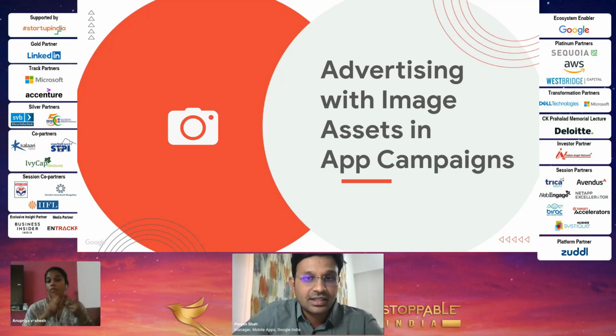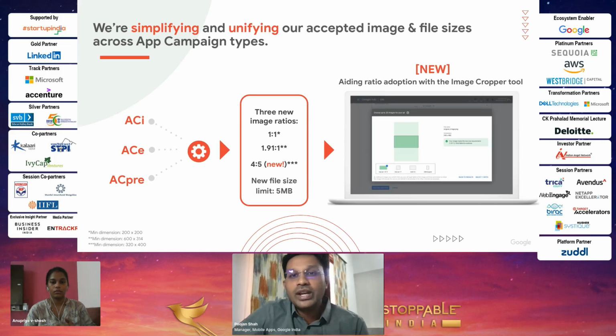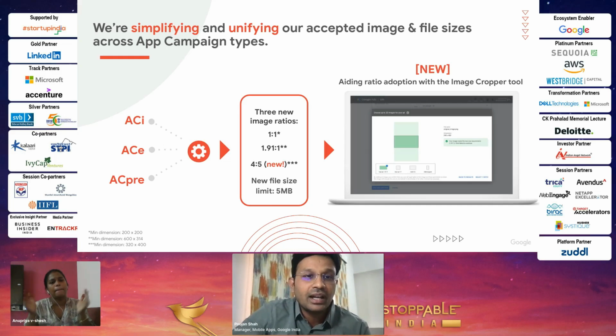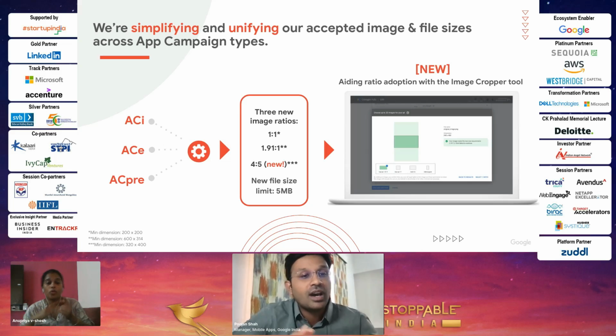Coming to image assets. We are trying to simplify and unify our accepted image and file sizes across app campaign types. Now, all you have to do is put in only three ratios, which are listed on the screen: 1 is to 1, 1.91 is to 1, and 4 is to 5. And the campaign takes care of placing them across all available inventories. You can also use the new image cropper tool, which is available in the UI on your AdWords account, to build these various ratio types.